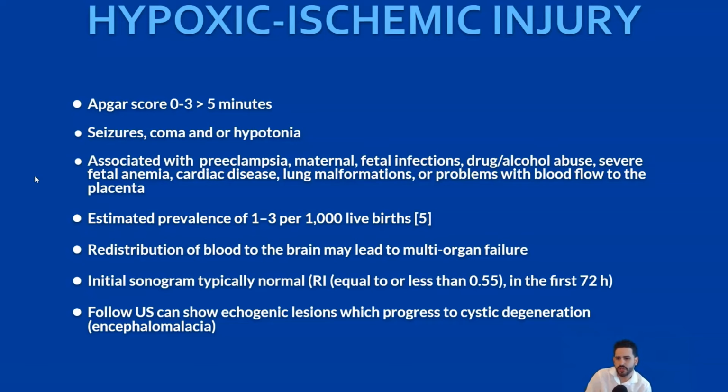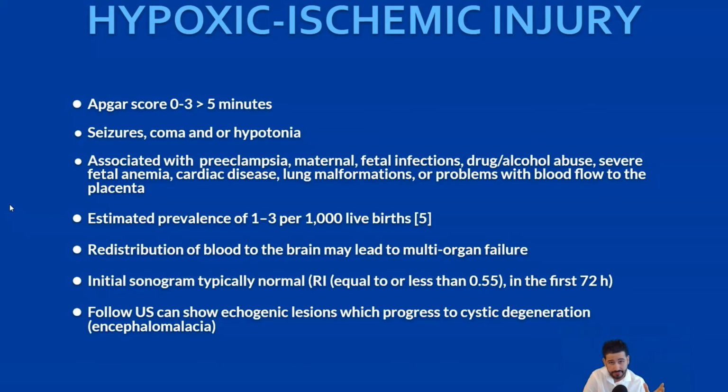Initially, the sonograms look normal, but it's important to Doppler the cerebral arteries, the anterior cerebral artery and the middle cerebral artery, and look for the resistive indices. If they are equal to or less than 0.55 in the first 72 hours, that indicates hypoxic ischemic injury of the brain. Sometimes you can also see echogenic lesions within the basal ganglia, like the thalamus or the caudate nucleus, but you might need to use a linear transducer to see those.